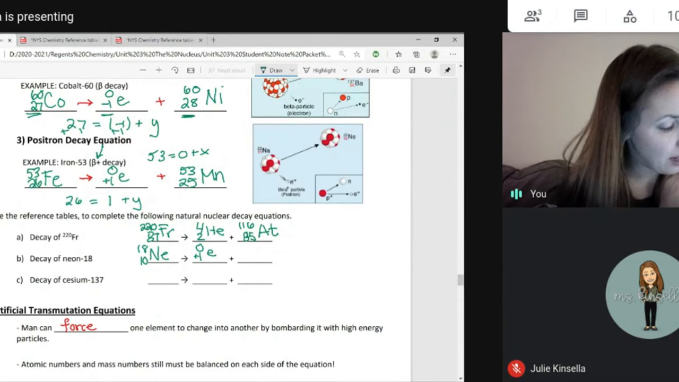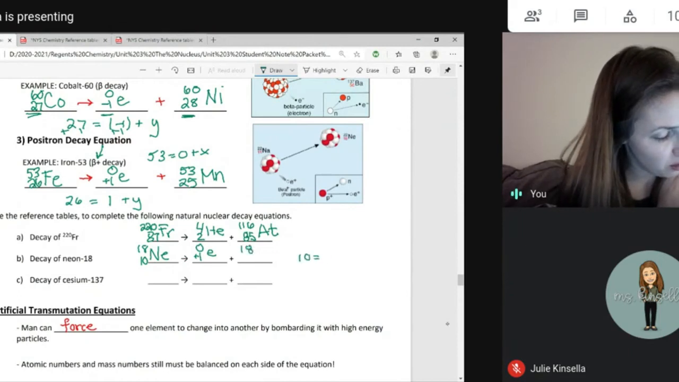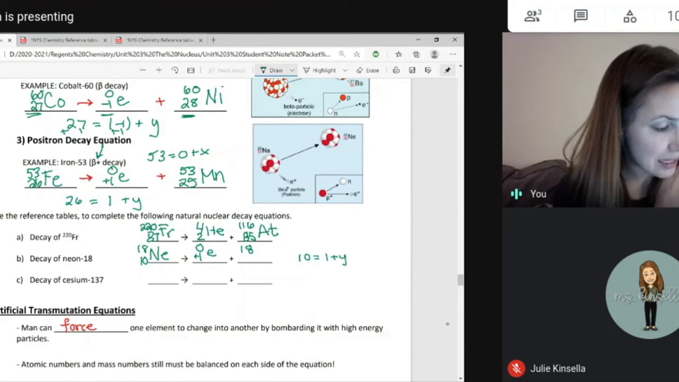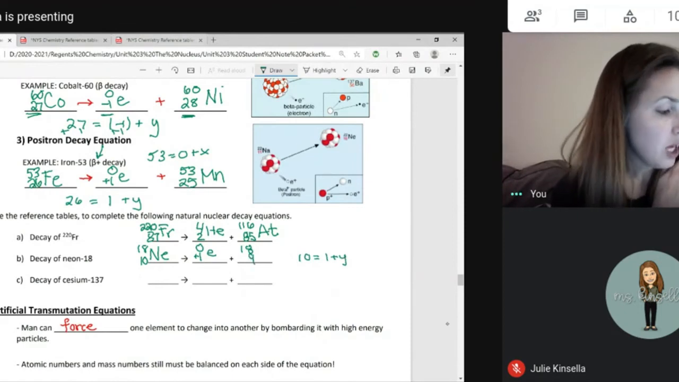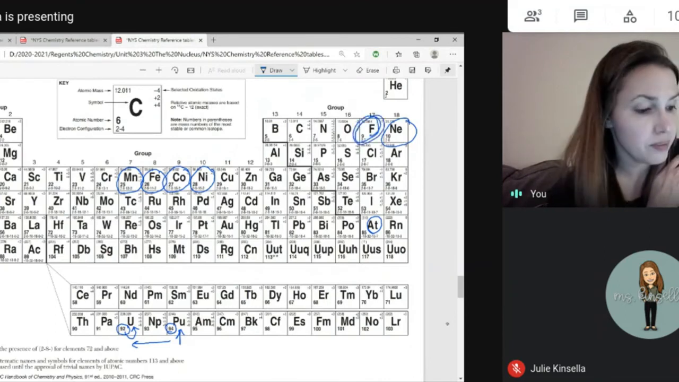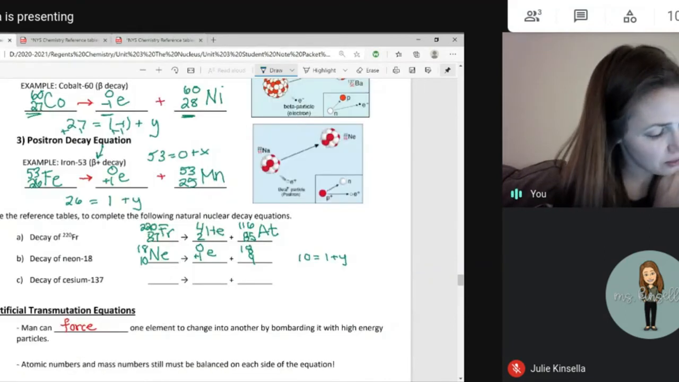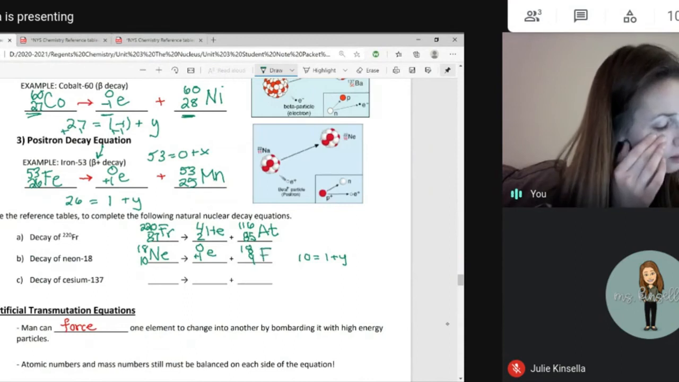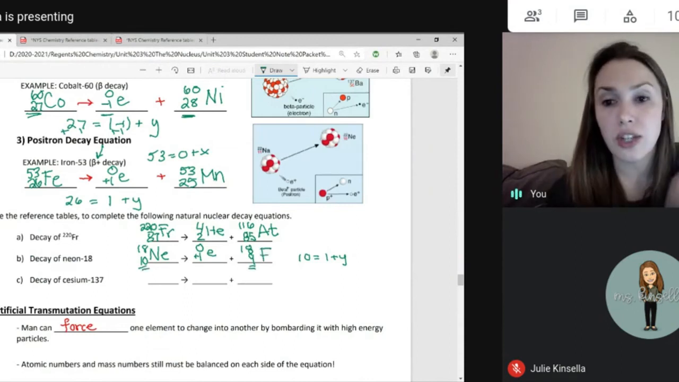So when I go to do the math here, I'm still going to have 18 on the top. The bottom is going to be 10 is equal to 1 plus Y, which means 9 is going to go on the bottom. And when I check 9, 9 is going to be over here, fluorine. I'm going to fill in my symbol, fluorine. So again, when that bottom number changes, the symbol must change as well.